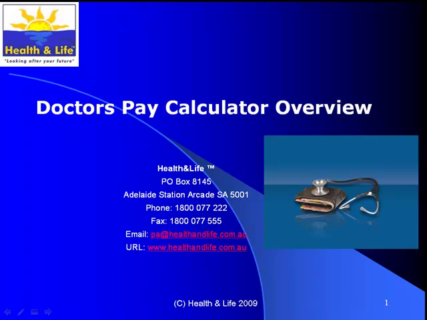The program was developed back in 2000 when the goods and services tax was first introduced to Australia. Health and Life is an accounting and taxation company that has been operating since 1992, for over 17 years. My name is David Dunn and I'm the Chief Executive Officer of Health and Life.